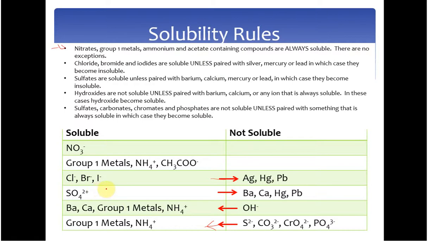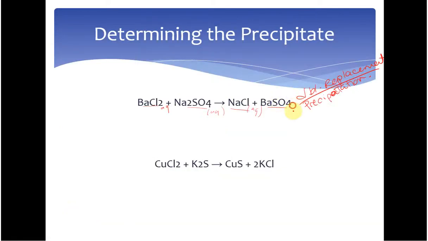Sulfates are soluble, unless they're with barium. So this must be our solid, our precipitate. Now we can actually take this a step further and talk about our net ionic equation.